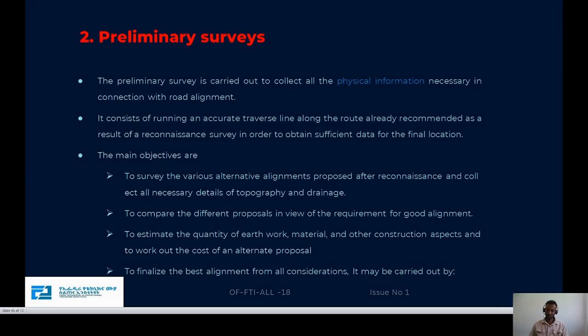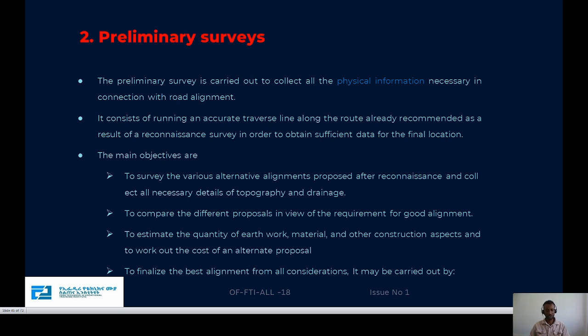From those reconnaissance surveys, we select some best alternatives. For example, from 10 alternatives we select 4 or 5 alternatives. So the 5 alternatives will be passed to the preliminary survey. This preliminary survey is carried out to collect all the physical information necessary in connection with the road alignment, so we conduct it on the site.